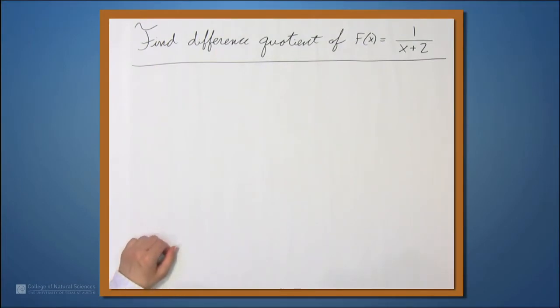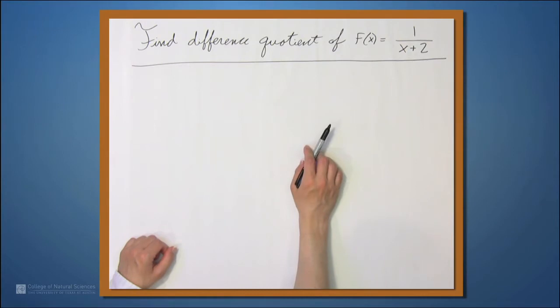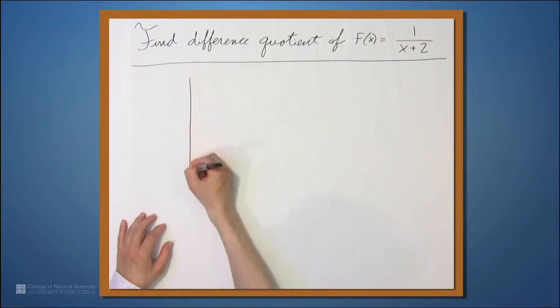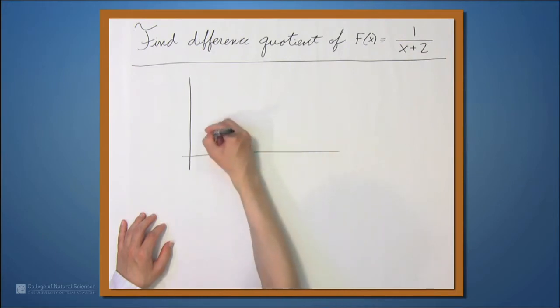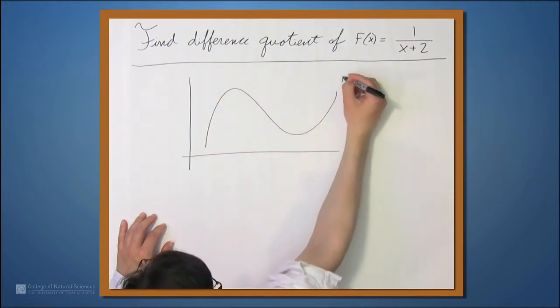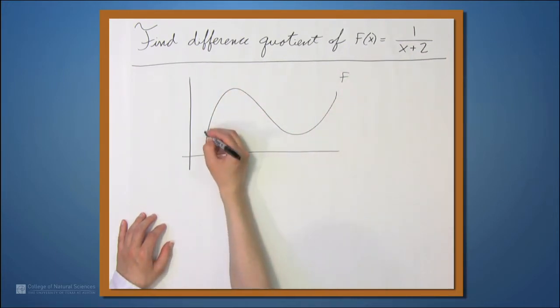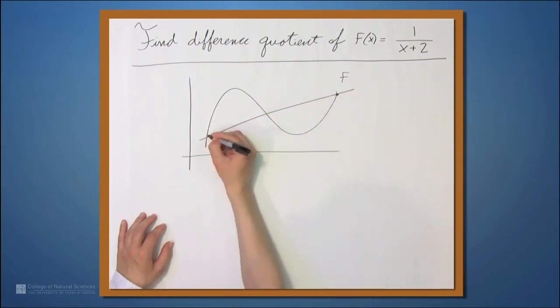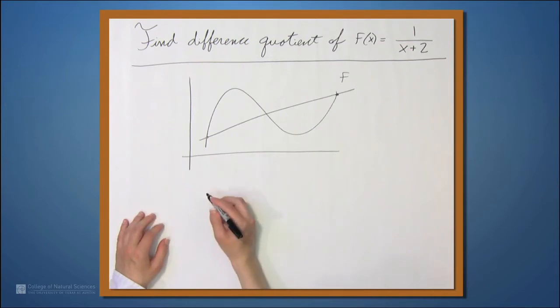So we're here at the example table, and in this video we're going to find the difference quotient of the function 1 over x plus 2. So just to remember what the difference quotient is, let's draw a little sketch. Let's say this is a function f, not going to be the same function as the one we've got there. Let's draw a line through this. Difference quotient is basically the slope of this line.